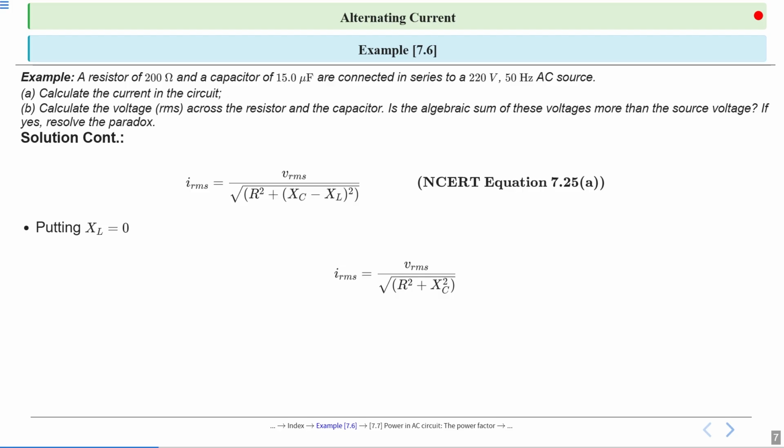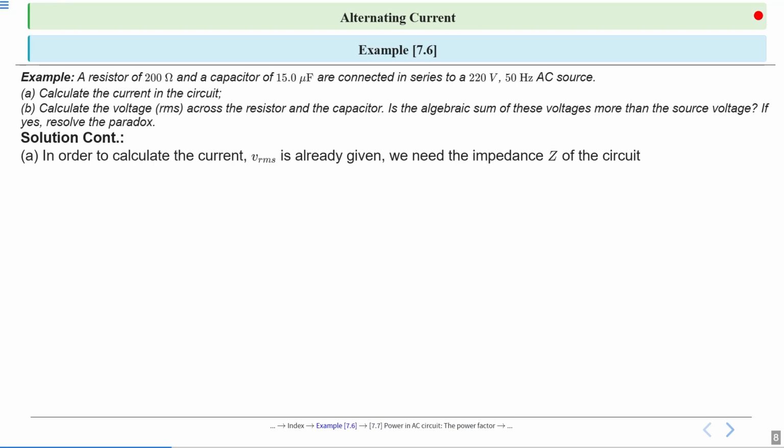So can we find omega from the frequency? And after finding the omega, we can find the XC, which is equal to 1 by omega C. C we know is 15 microfarad. So firstly we have to calculate the XC. In order to calculate the current, VRMS is already given. We need to calculate the impedance Z of the circuit. To calculate the impedance, firstly we have to calculate the omega, which is equal to 2 pi nu. After putting the value of nu, which is 50 hertz, omega will be equal to 2 pi into 50, which is equal to 100 pi radian per second. This is omega.